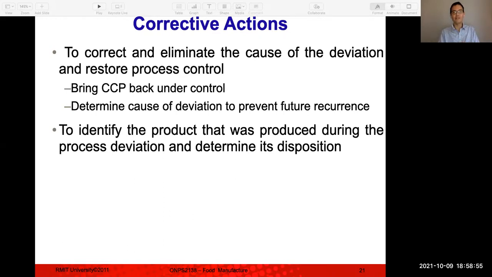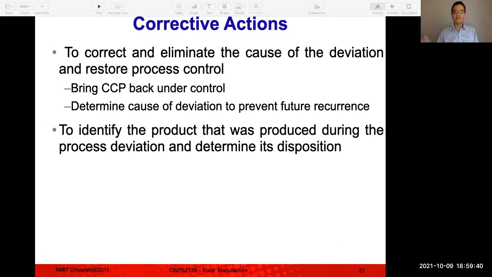Corrective actions are there so that we can correct and eliminate the cause, and restore process control. So bring that critical control point back under control. If we've got 72 degrees for 15 seconds as the critical limit for a pasteurizer, and it drops down to 71 degrees, then we need to bring that critical control point up to the critical limit of 72 degrees. And not only that, but second, we need to determine the cause of that deviation so that we ensure there's no future reoccurrence.